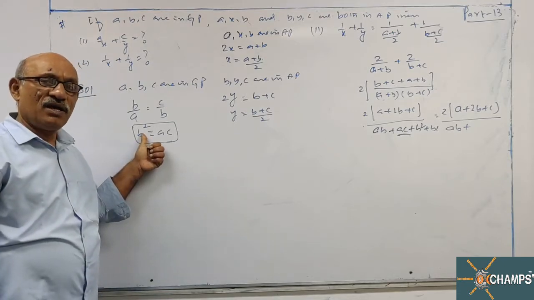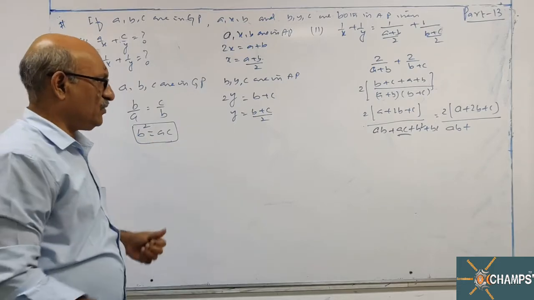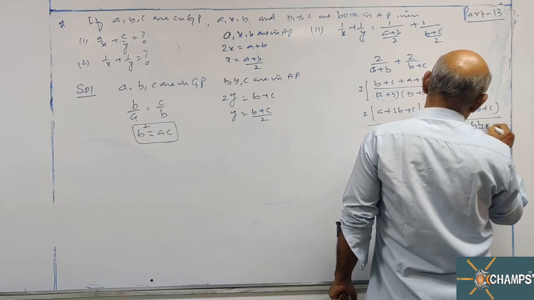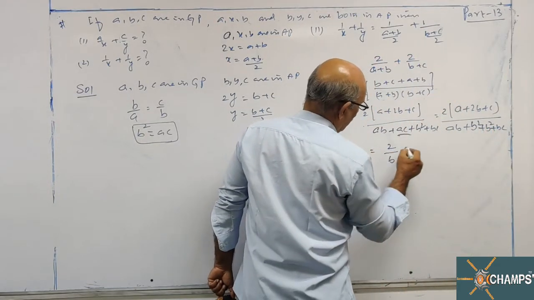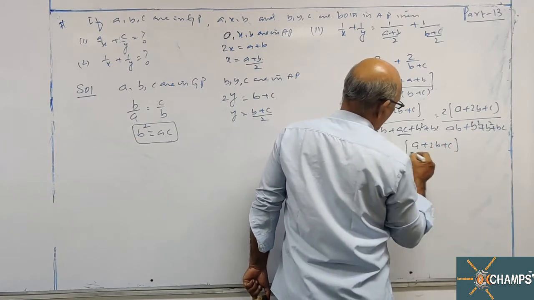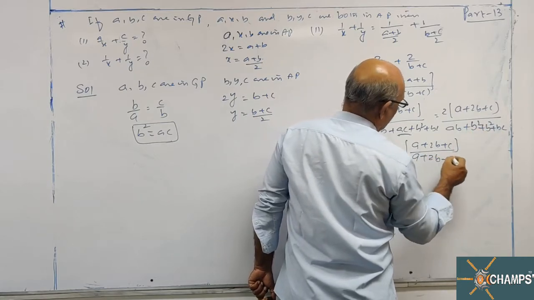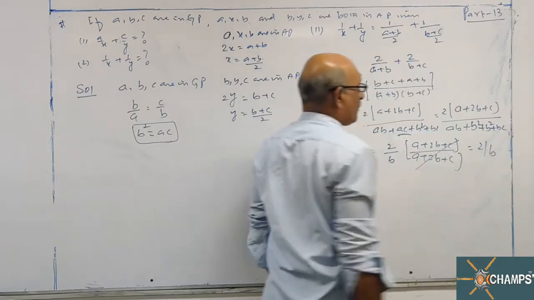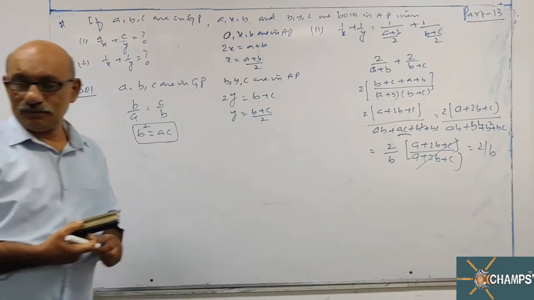A, B, C are in geometric progression, so B square is equal to AC. So AC can be replaced with B square, plus B square plus BC. You can take one B as common in the denominator. Here A left over, B plus B, 2B plus C, cancel, leaving with 2 by B. So for the second question, the answer is 2 by B.